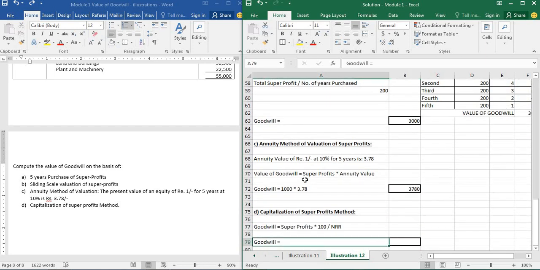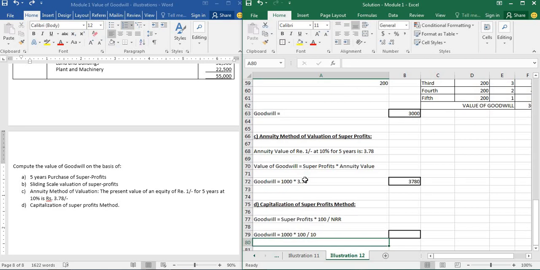The last technique that we have is capitalization of super profit. The formula for capitalization of super profits is super profit into 100 divided by NRR. So we'll take the super profits, which is 1000 rupees, into 100 divided by normal rate of return, which is 10%, guys. So 100 divided by 10. Let us do the calculation here. 1000 into 100 divided by NRR, which is 10. We get 10,000 rupees as the value of goodwill.